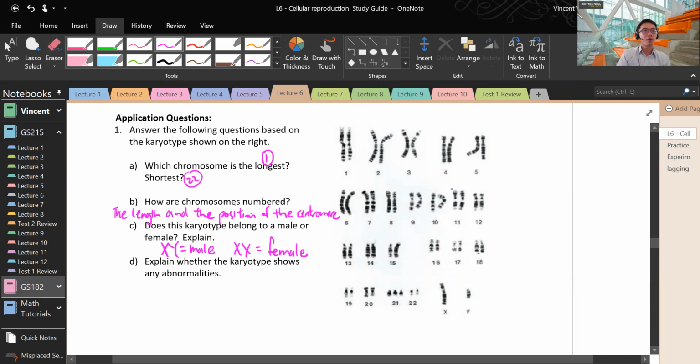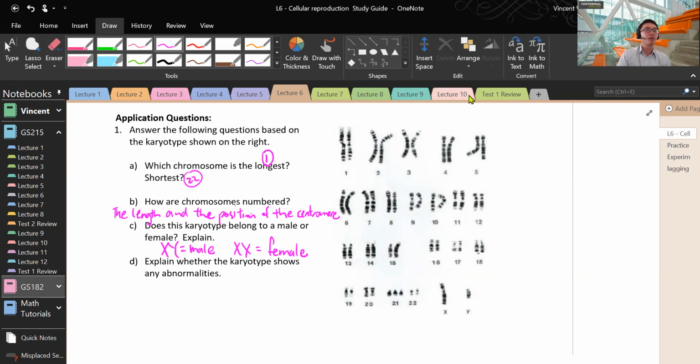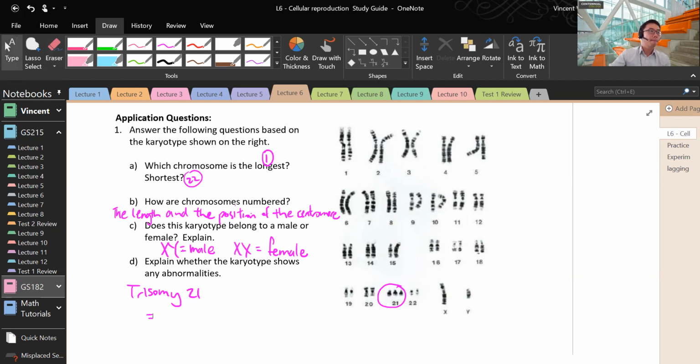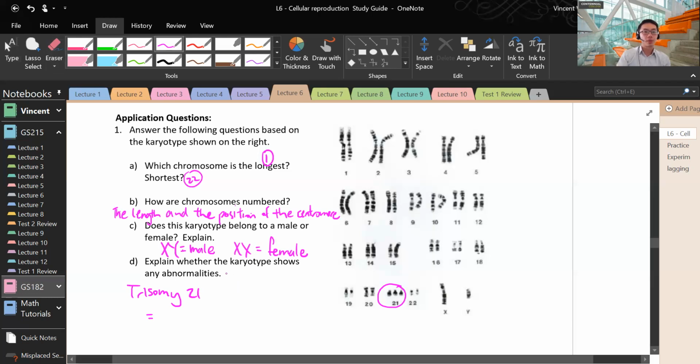Sita said number 21. What's wrong with number 21, Sita? 23, there's no 23 though, right? The 23rd pair is the sex chromosome, right? Yeah, exactly. So there's an extra chromosome 21. So this is what we call trisomy 21. Anybody know what condition is associated with trisomy 21? That's right, Down syndrome.